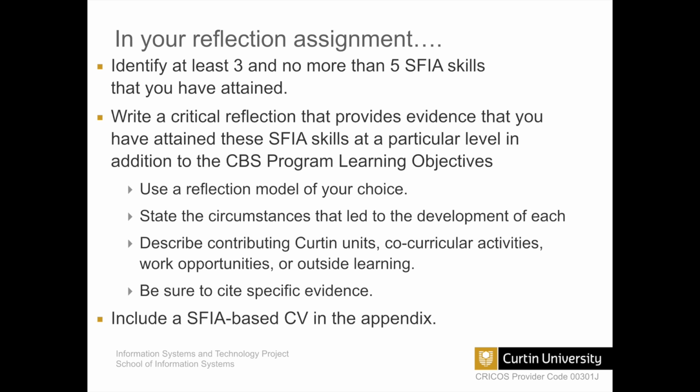In your reflection assignment, you should identify 3 to 5 SFIA skills that are the principal skills that you have taken away from your course. You should write a critical reflection that provides evidence that you've attained these SFIA skills at a particular level, in addition to attaining the CBS program learning objectives. You should use a reflective model of your choice, state the circumstances that led to the development of each of these skills, and be sure to describe contributing current units, co-curricular activities, work opportunities, and outside learning. Be sure to cite specific evidence in your reflection and to include a SFIA-based CV in the appendix.